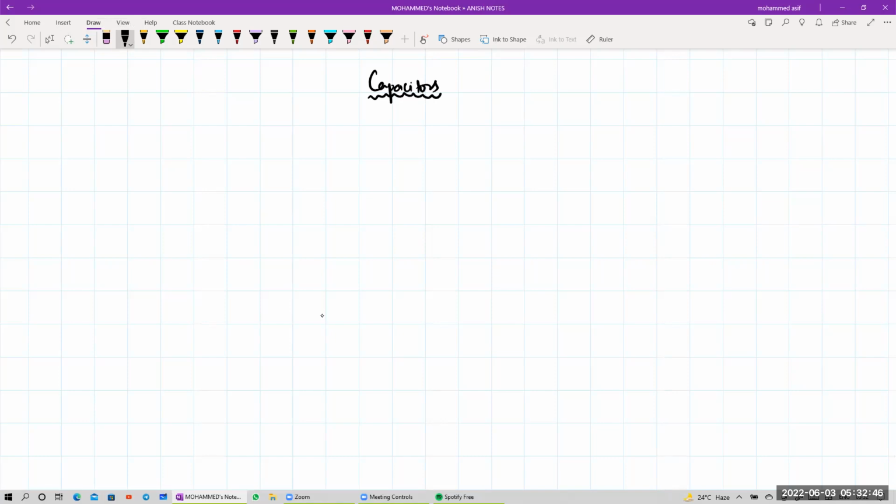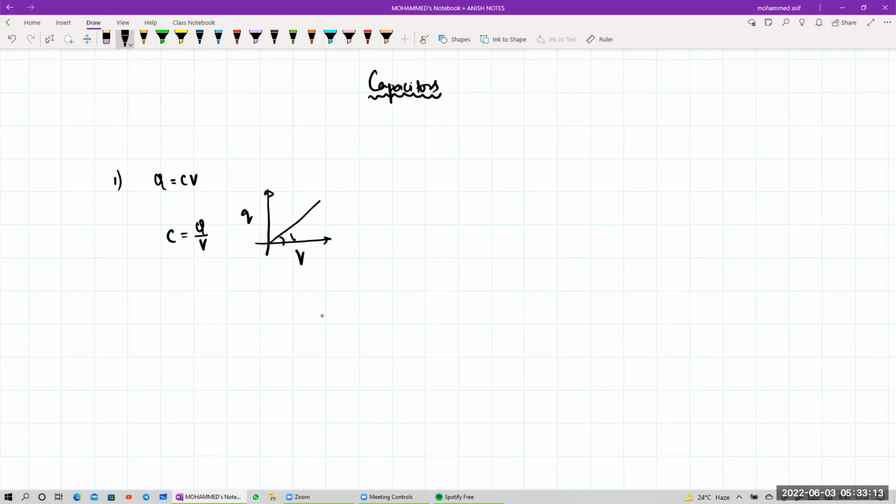Capacitors. Formula కొడుతున్న. In capacitors, charge is directly proportional to what? Potential. So Q is equal to C into V, or else I can write C is equal to Q divided by V. Isn't it? That means if I'm drawing a graph between charge versus potential, how will it be? A straight line passing through the origin.